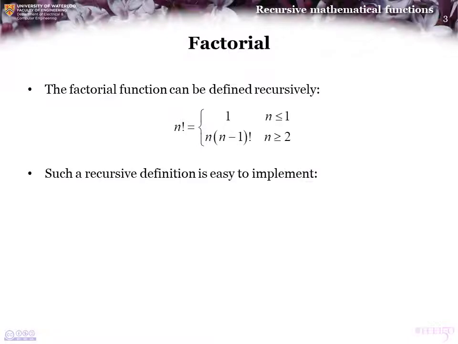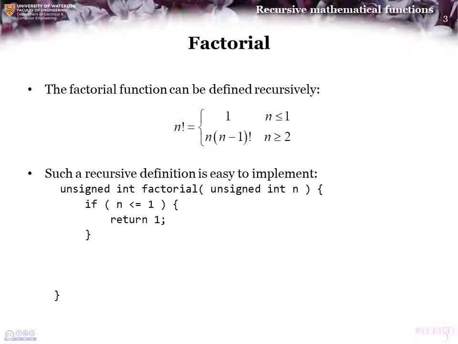So let's do this for the factorial function. Here is the function body, and we will begin by dealing with the base case. Since n is an unsigned integer, we don't have to worry about negative values of the parameter. So, if n is less than or equal to 1, we just return 1.